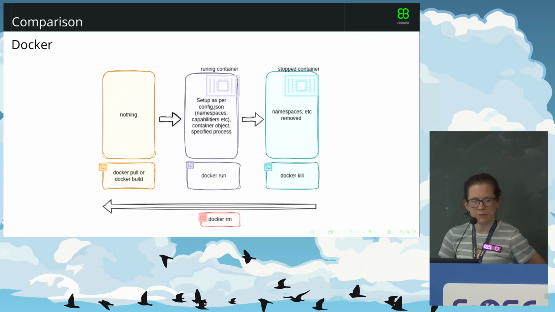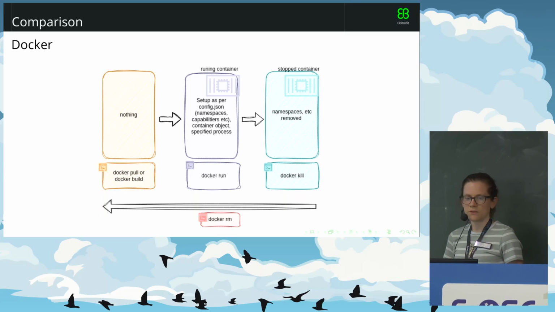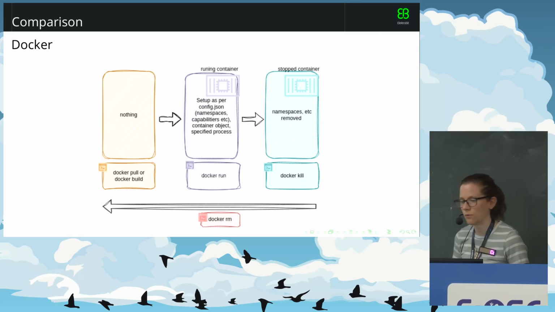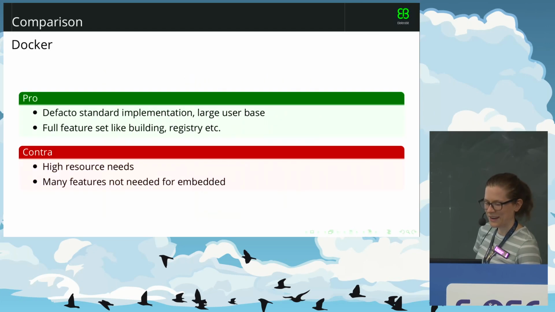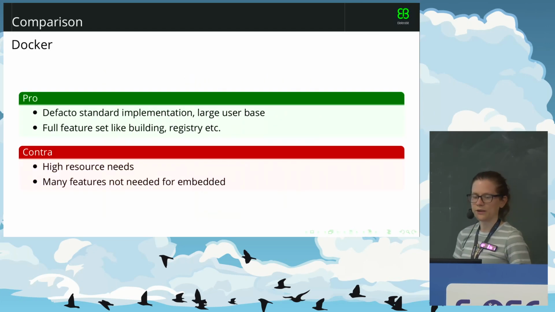So let's come to the last two ones. Here the picture gets a little bit smaller. With Docker we can just use docker pull, run and kill. So I guess you all know those steps. Let me just do a quick pro and con here as well.